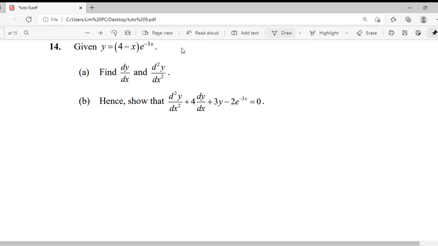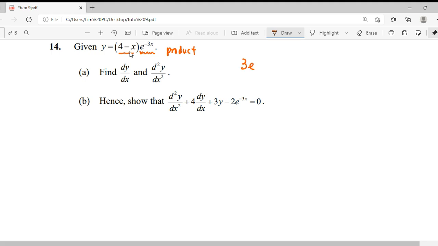What is our x function? x in terms of linear, 4 minus x. Then x in terms of exponential. They multiply together, so this is our product form. Automatically, this is our product rule if you want to differentiate it. Two functions multiplied together will be product rule.